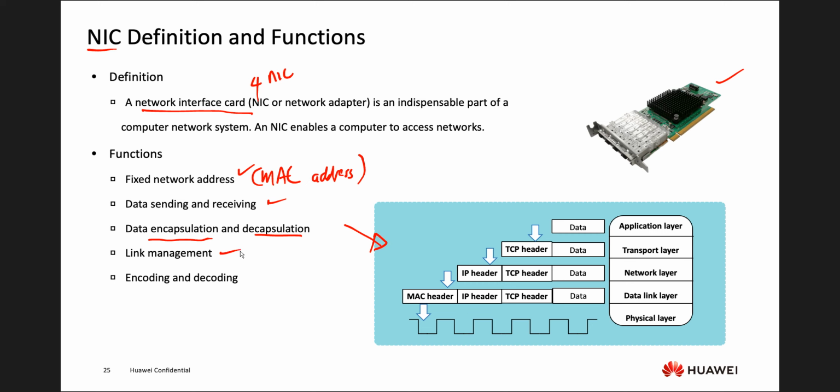And then obviously link management, it needs to make sure that the link is active. Otherwise, you won't be able to get information out of the server. And then obviously encoding and de-encoding, and that's also important because it basically has to encode information and then decode it based on how information travels on the physical line, which is here at the bottom. Right, so that is basically your network card functions.